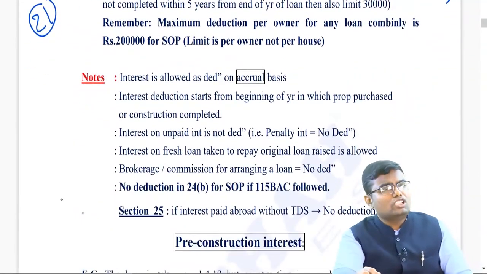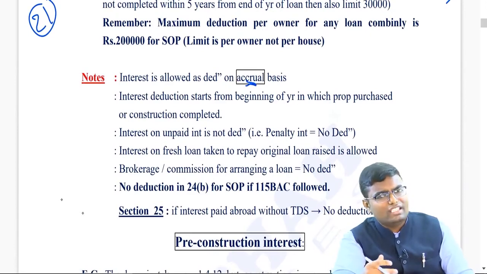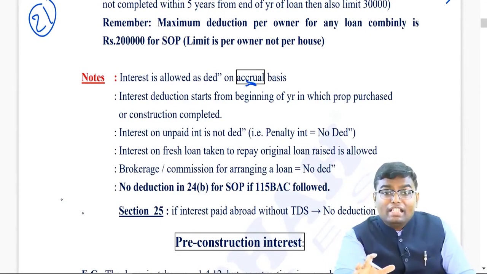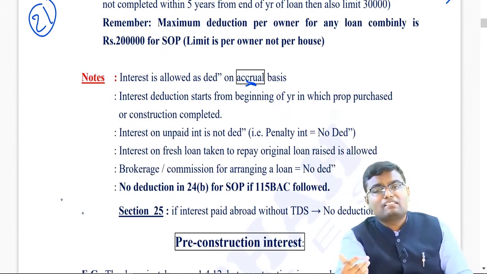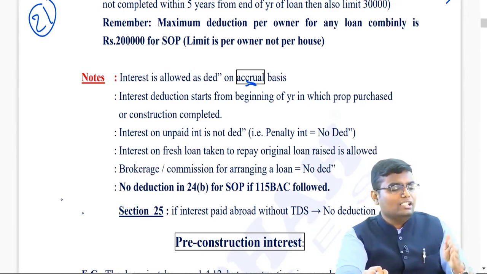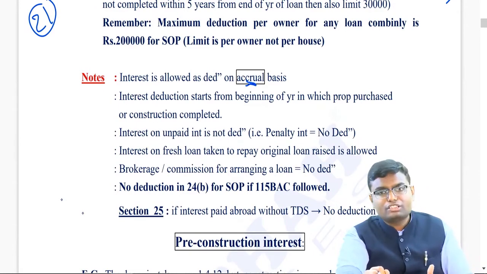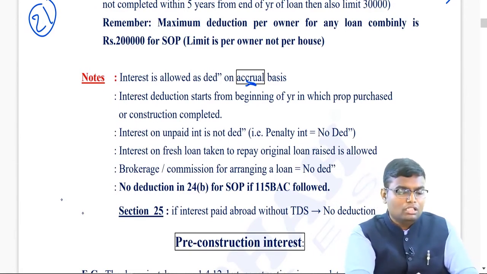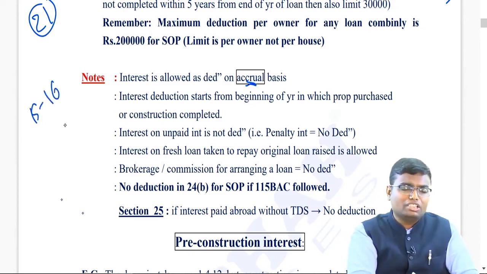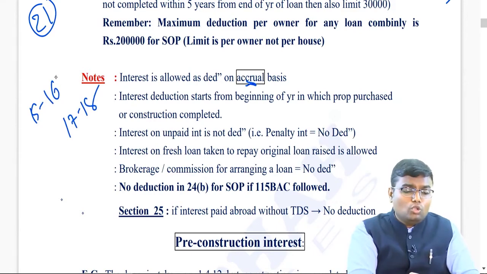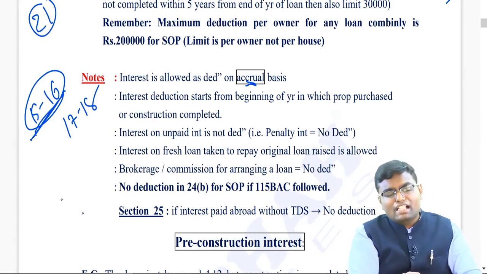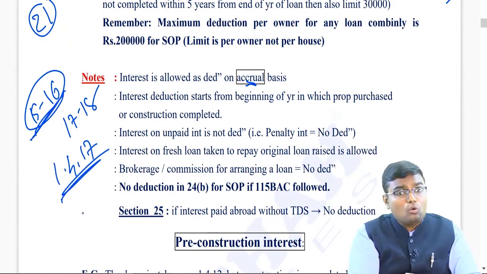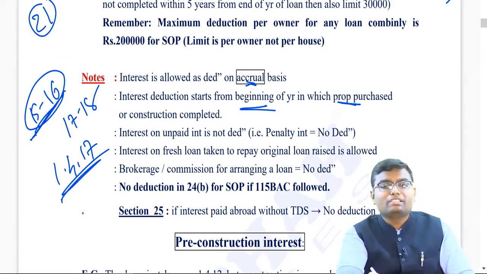Remember, the deduction of interest you will not get on receipt basis, you will get on accrual basis. Whenever it accrues, you will get the deduction. The interest deduction will start not from the year of loan, it will start from the beginning of the year in which you purchase the house. See, this point will come in the picture only when the year in which the loan is taken and the year in which purchase or construction is done are two different years. For example, I have taken the loan in the year 15-16, construction completed in the year 17-18. Even though loan repayment started in 15-16, even though I have paid the interest from 15-16 onwards, the deduction will be available from 1st April 17 onwards only. Means interest deduction starts from the beginning of the year in which property is purchased or construction completed.